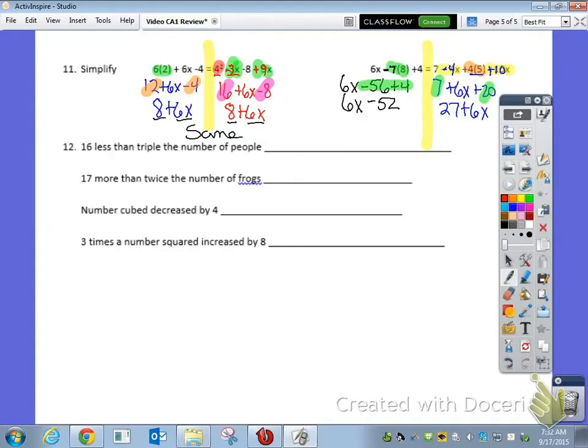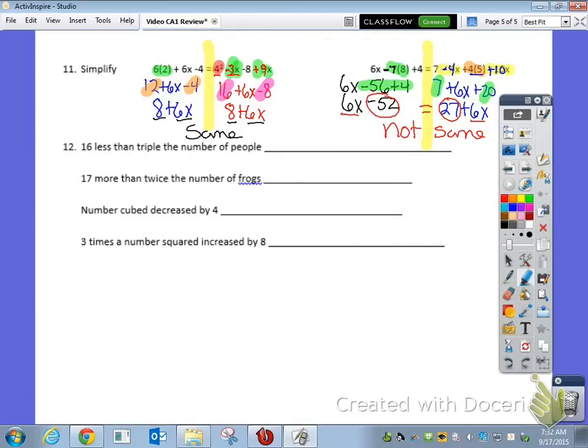Now, on the right side, I have 6x. On the left, I have 6x. On the right side, I have 27. On the left, I have negative 52. They are not the same. But on my test, I would look for, that's what it should simplify down to.